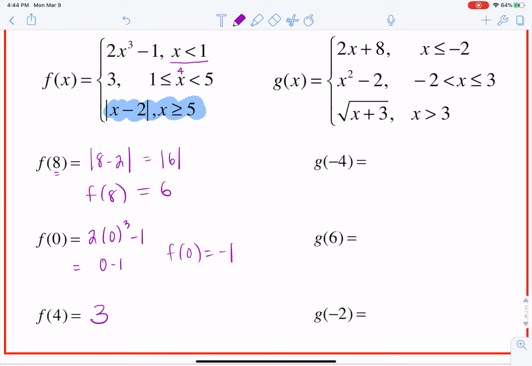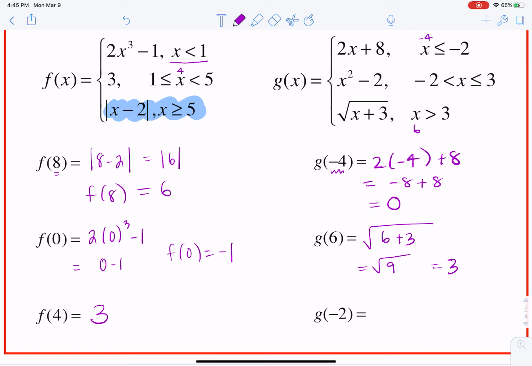Another nice example over here, g of negative 4. Which piece of my piecewise function does this x value belong to? It looks like negative 4 is smaller than or equal to negative 2. So 2 times negative 4 plus 8 gives me negative 8 plus 8. So g of negative 4 is equal to 0. g of 6 is a value that's larger than 3, so this is going to be the square root of 6 plus 3, so the square root of 9, which gives me 3.